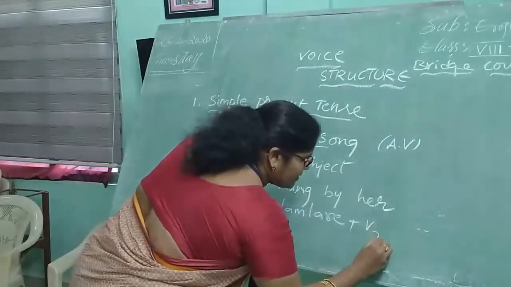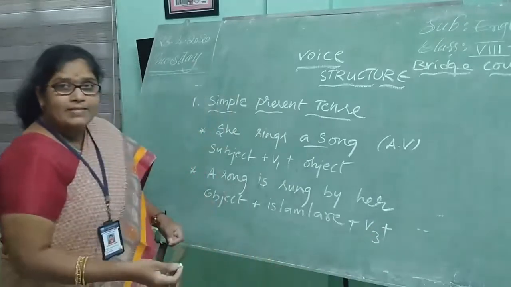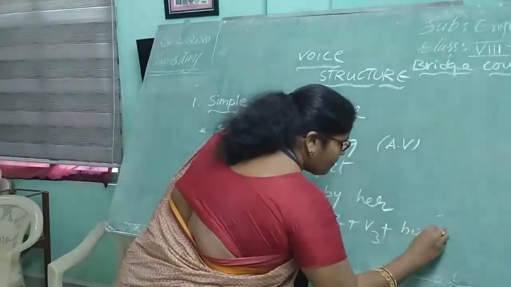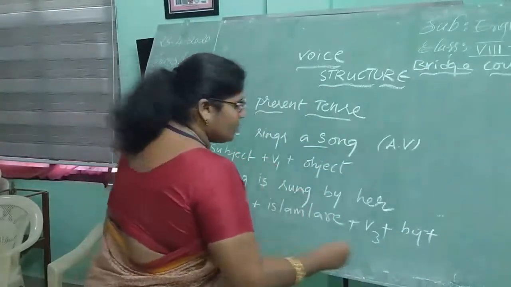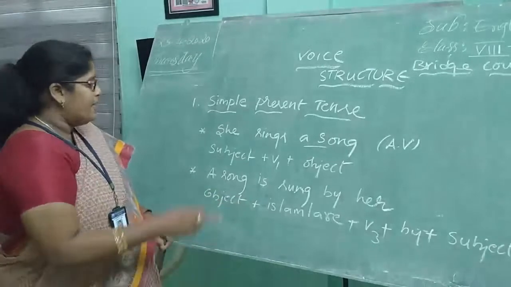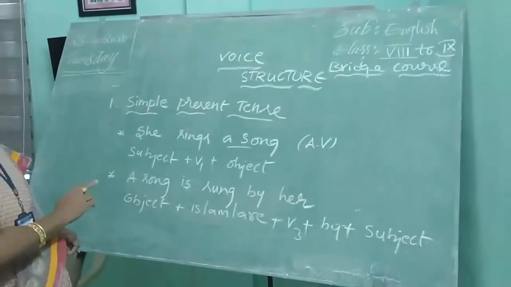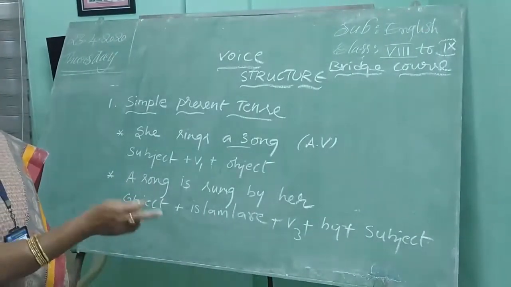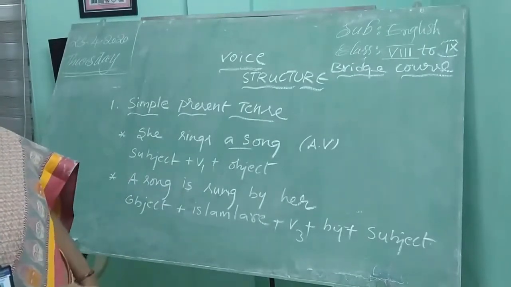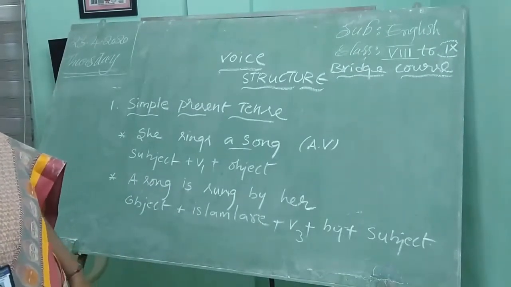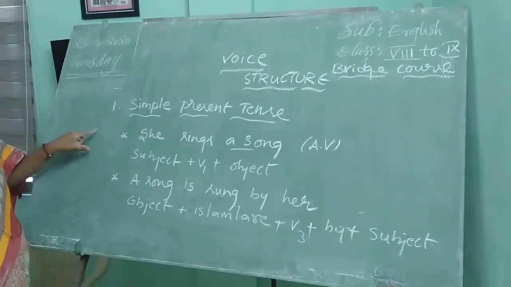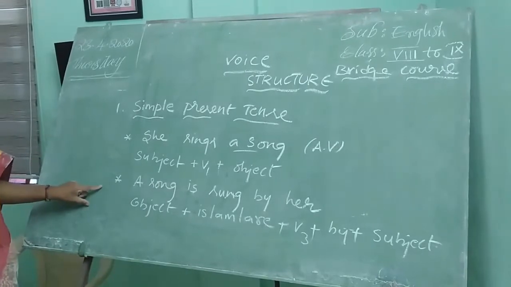So V3 plus, and next comes the preposition by plus subject. Subject means there you must understand that subject of AV changes into object of PV. So instead of writing new object, I am writing subject there to make you more clear, children. So in this way we can change a simple present tense active voice sentence into passive voice, children.